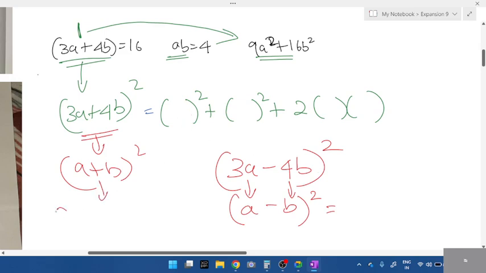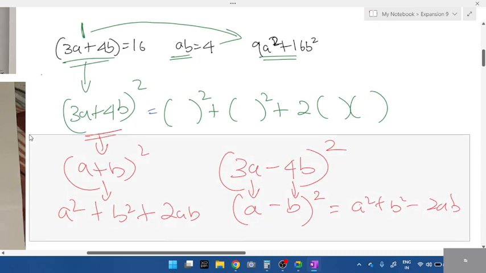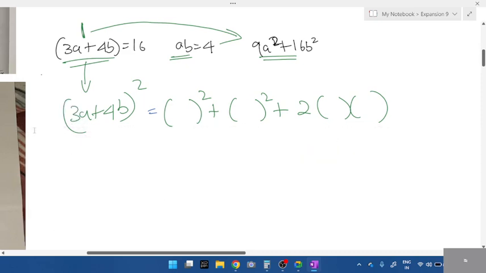So tell me, a plus b the whole square. If it is a plus b the whole square, what's the formula? A square plus b square plus 2ab. What is a minus b the whole square? A square plus b square minus 2ab. Which formula do I need to use here? A plus b the whole square or a minus b the whole square? I have written the formula on top. I have written the brackets, right? Now what should I substitute? Next, tell me the next step.